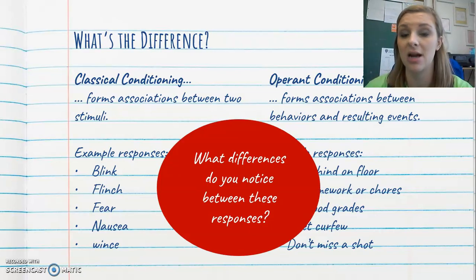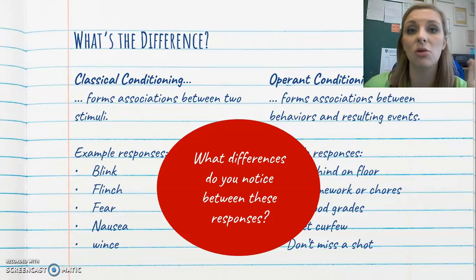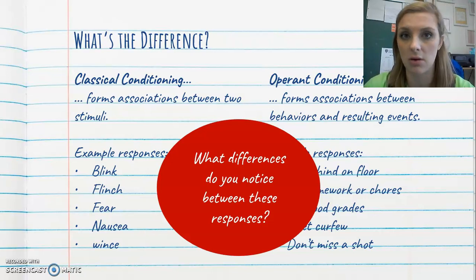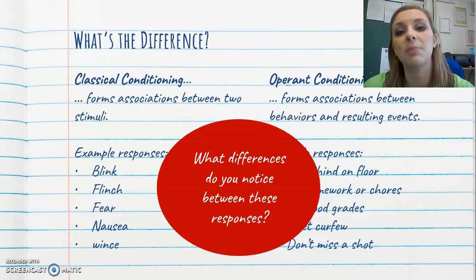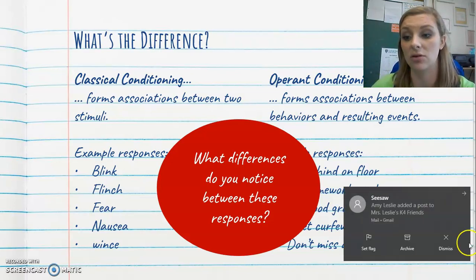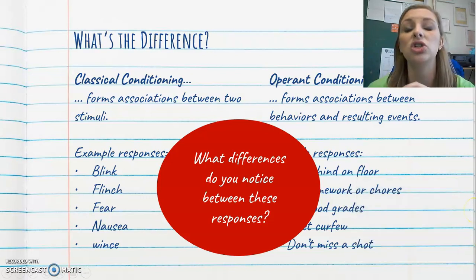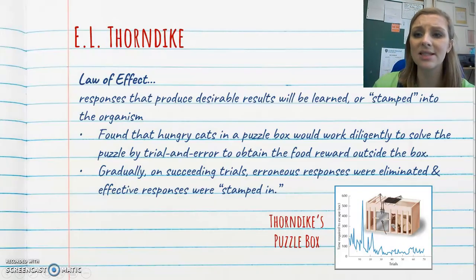Well, we've talked about this already. Classical conditioning responses are innate, involuntary responses. These are things that your body does without you being able to control it. Your body blinks without you telling your brain to blink, right? But the responses in operant conditioning are voluntary behaviors. These are behaviors that we choose to do that are either going to be increased or decreased. Okay, so let's get into it.